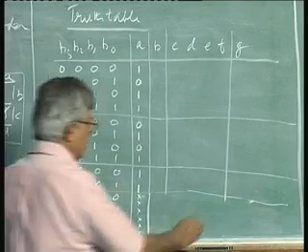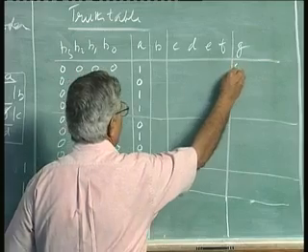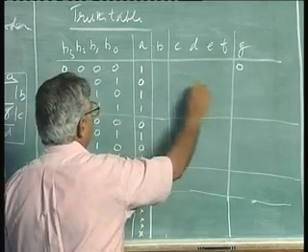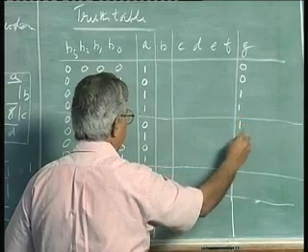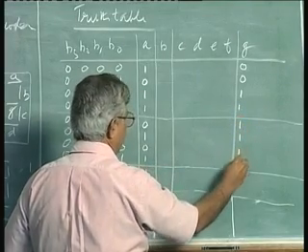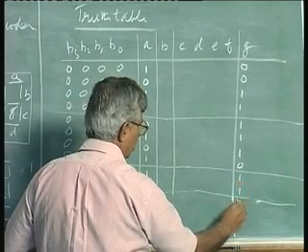Similarly, we will write for G. G would be for 0, it does not glow; 1, it does not glow; 2, it glows; 3, it glows; 4, it glows; 5, it glows; 6, it glows; 7, it does not glow; 8, it glows; 9, it glows.